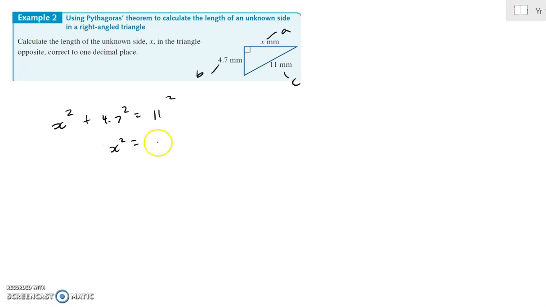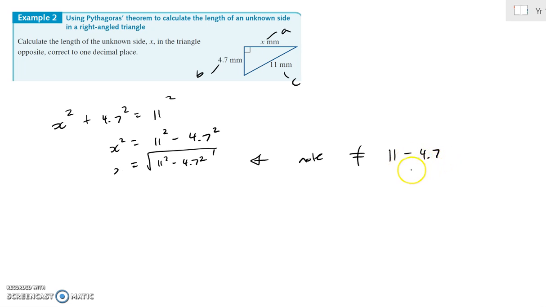So you get x squared is 11 squared minus 4.7 squared, and then x is the square root of all that, 11 squared minus 4.7 squared. Now you would chuck that into your calculator if you're doing it by hand, and you'll note that this does not equal 11 minus 4.7. 11 minus 4.7 is 6.3. Does not equal 6.3.